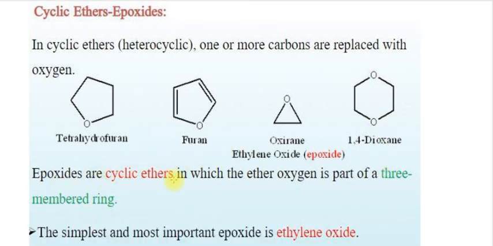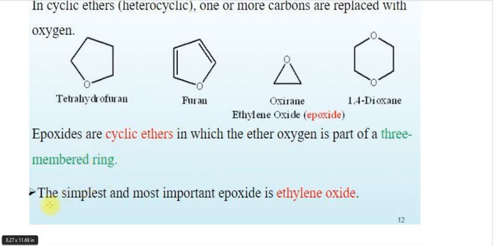Epoxides are cyclic ethers. Here, this is an epoxide. Epoxides are cyclic ethers in which the oxygen is part of a 3-membered ring. Okay. It is the simplest and the most important epoxide.